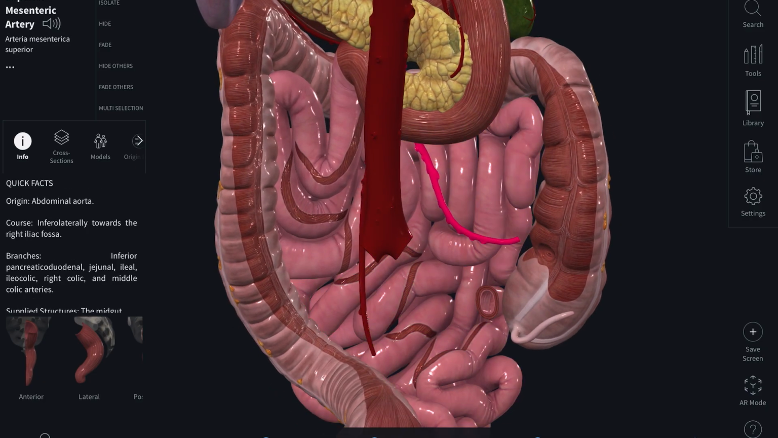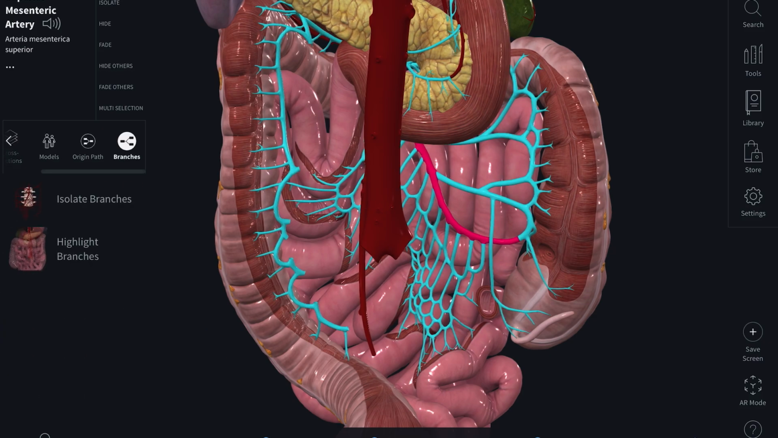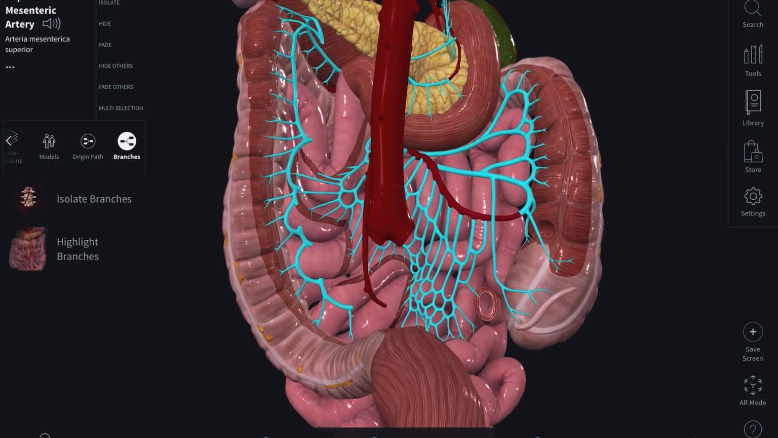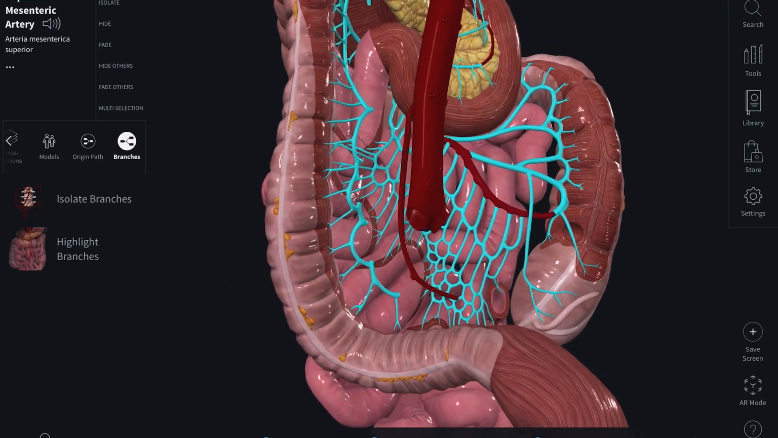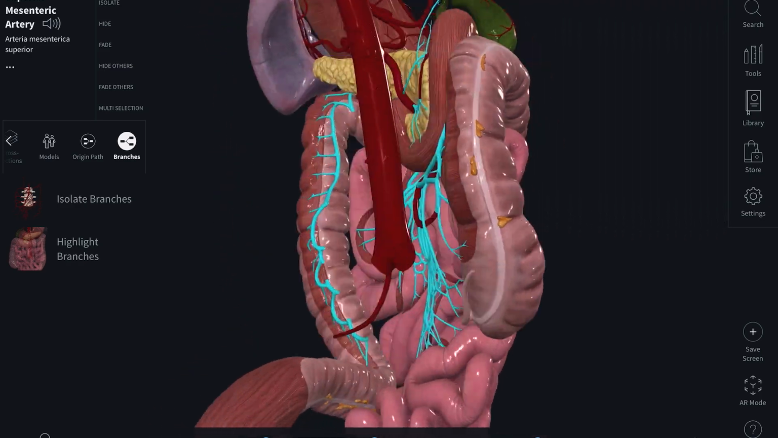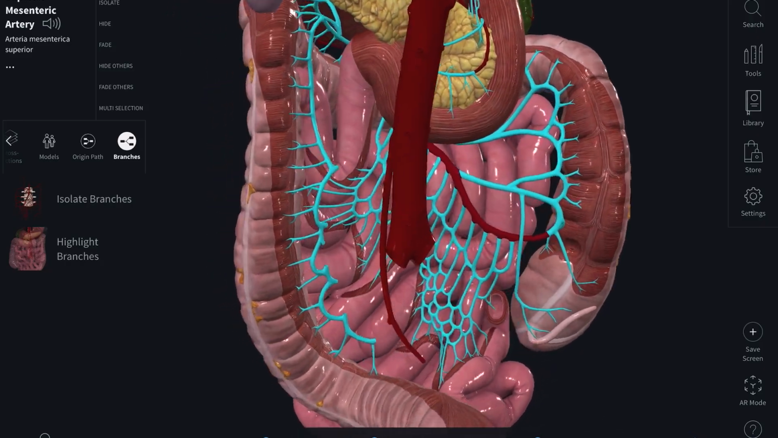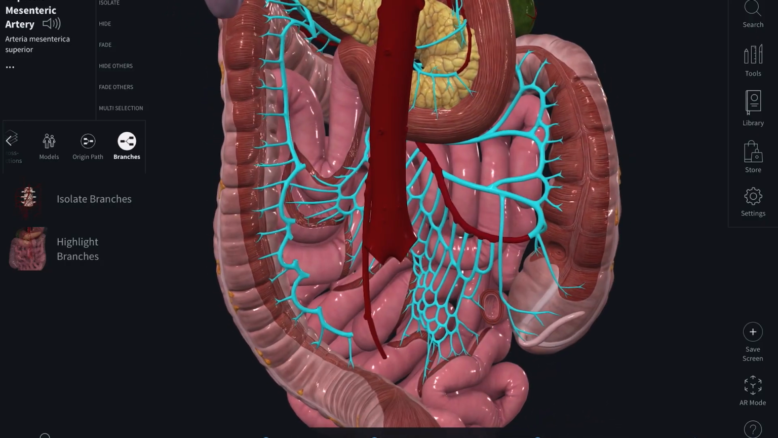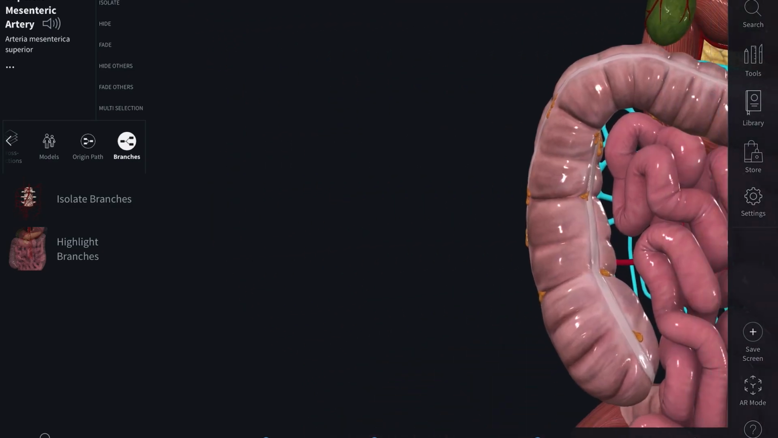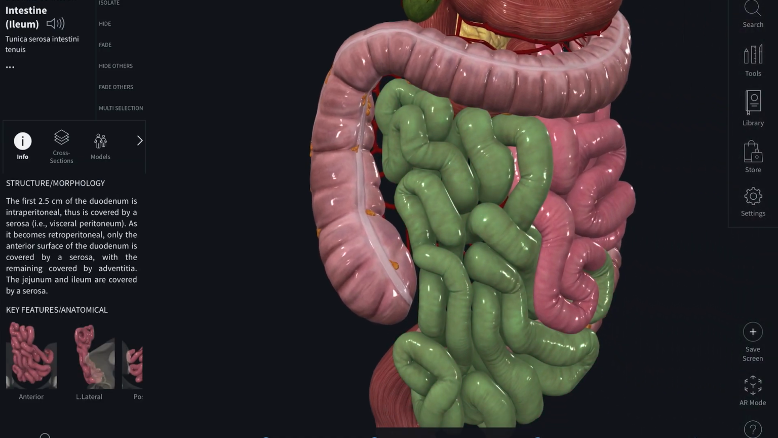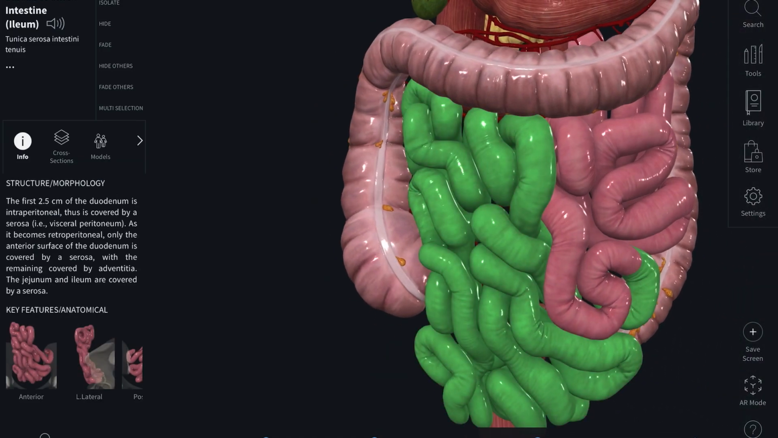Now, looking at the superior mesenteric and the blood flow, most of its job is supplying blood to this left side. So it brings blood to that ascending colon, part of that transverse, and to this side, which is mostly that ileum, part of the intestine.